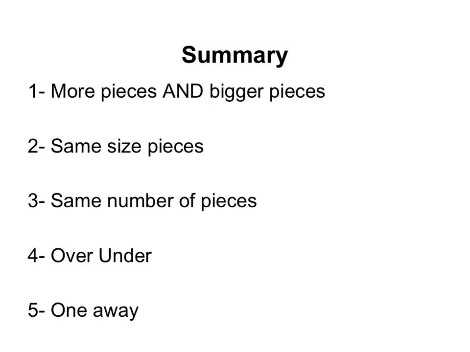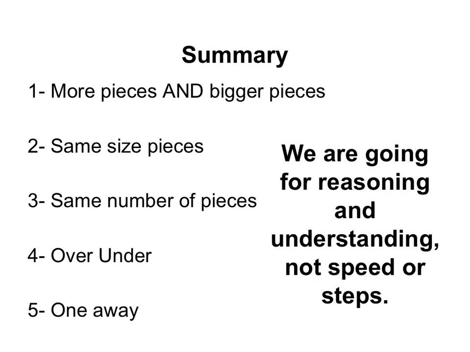Not too bad. Over, under, just recognizing that a particular pair of fractions are actually over and under a given number. So look for halves, look for 1. And then 1 away, it's going to take a little bit more thought process on 1 away, but we're looking for fractions that are 1 piece away from 1, either 1 piece less than 1 or 1 piece more than 1, or a piece more than a half or a piece less than a half. Again, we're going for reasoning and understanding, not speed, not steps.